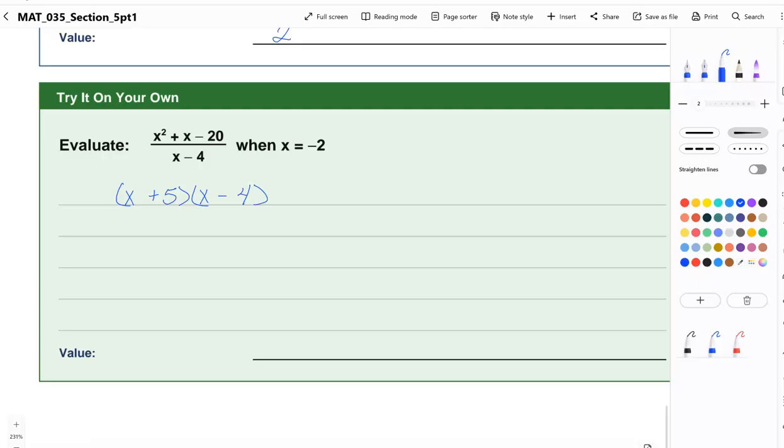And I always like to FOIL back out to make sure I've got the right answer. So this is x squared minus 4x plus 5x gives me that 1x in the middle, minus 20, all over x minus 4. The x minus 4's cancel, leaving us with x plus 5. And now they want to know what happens when I plug in a negative 2. Negative 2 plus 5 gives us a 3. So our final answer is going to be 3.